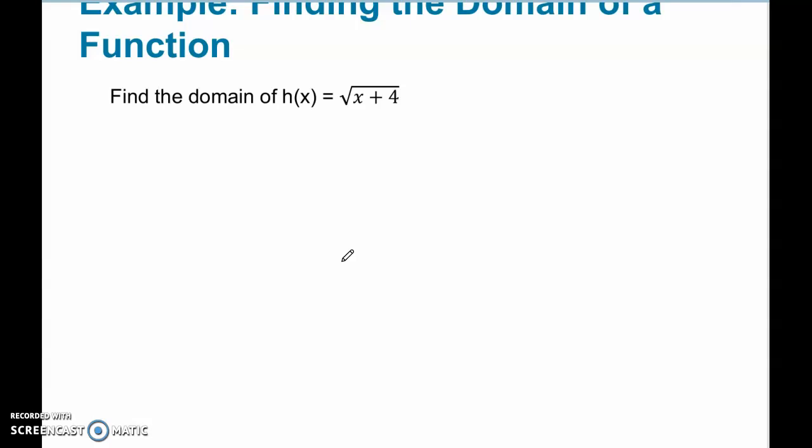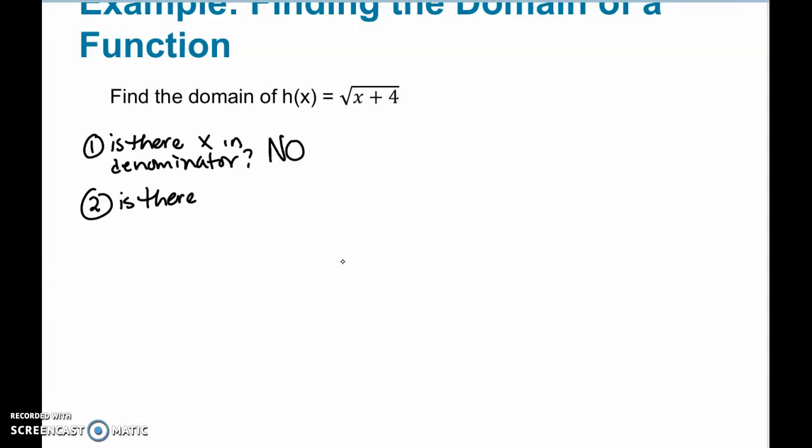Here we have, it says find the domain here of function h. Now with function h, we want to ask ourselves the two things. Is there an x in the denominator? And the answer there is no. So then I don't have to do that step. Then I'm going to ask myself, is there an x under an even root radical? And the answer is yes.